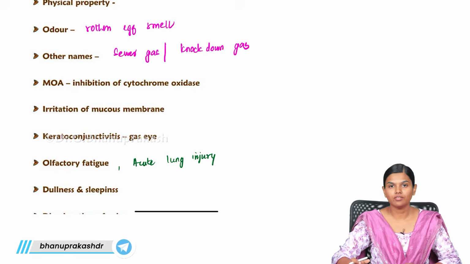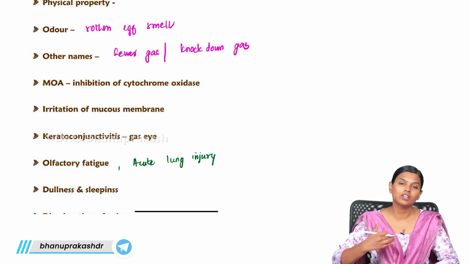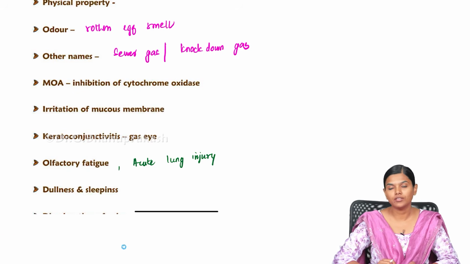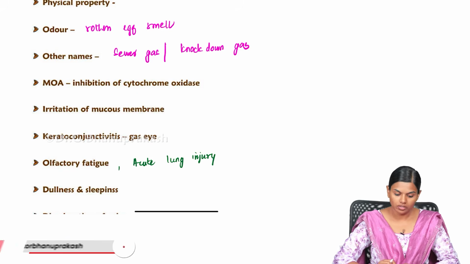So, this hydrogen sulfide is usually seen in sewers. When people go there, if the hydrogen sulfide concentration is too much, they will get knocked down, they will get unconscious and they will die because of this hydrogen sulfide. So, that is why it is known as sewer gas and knockdown gas.